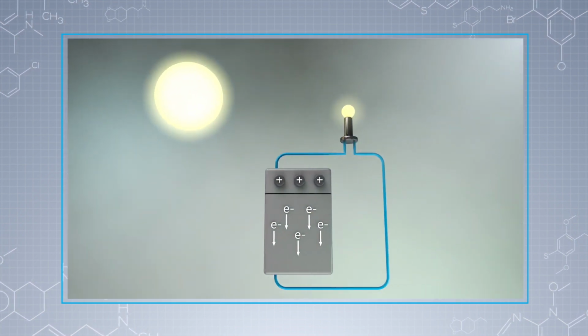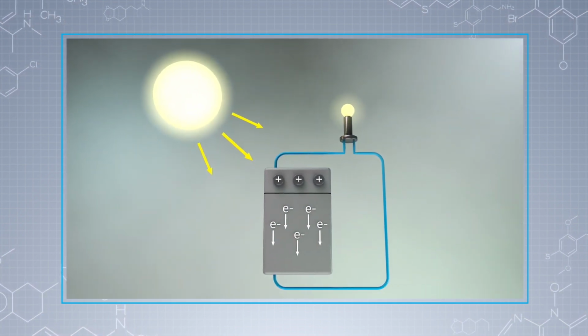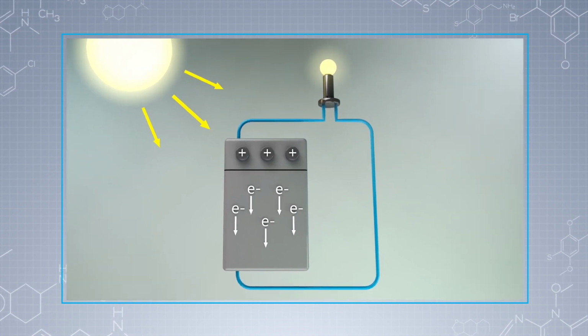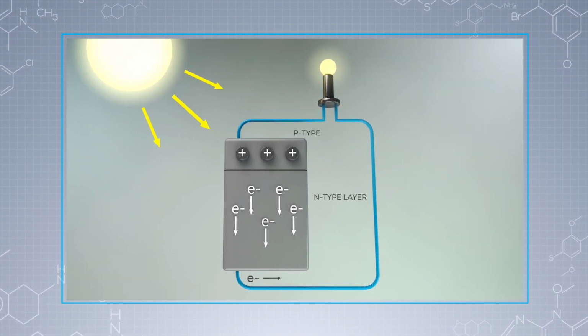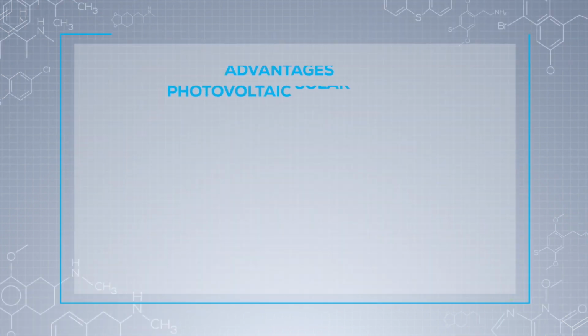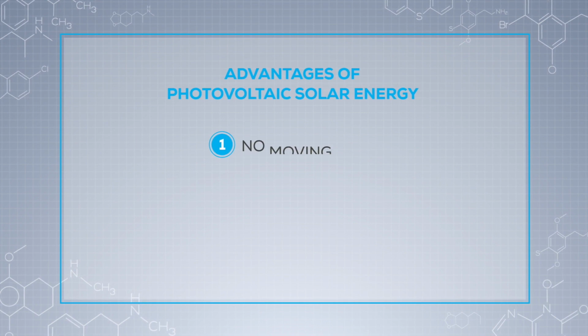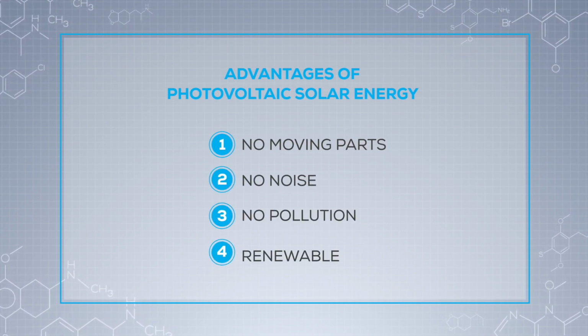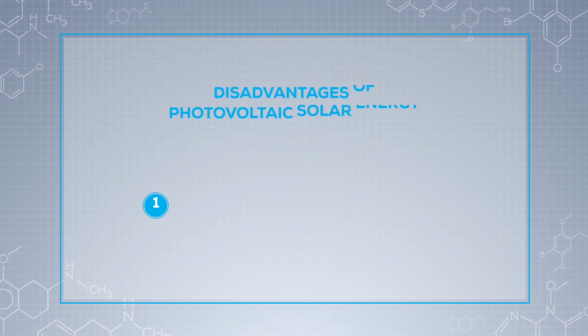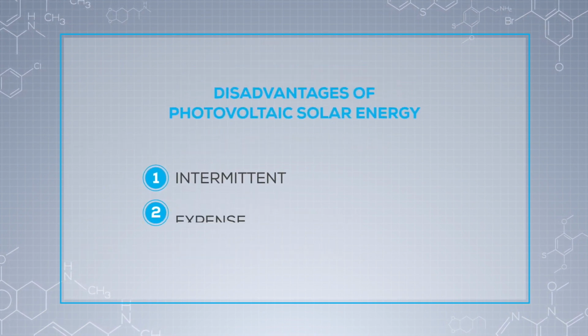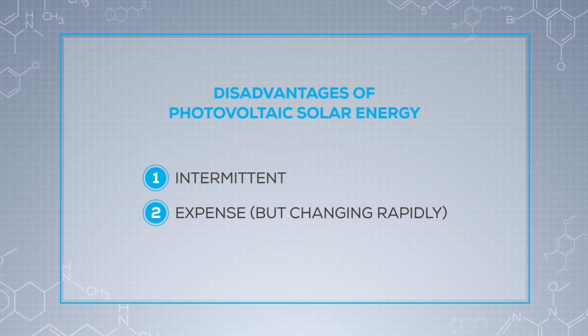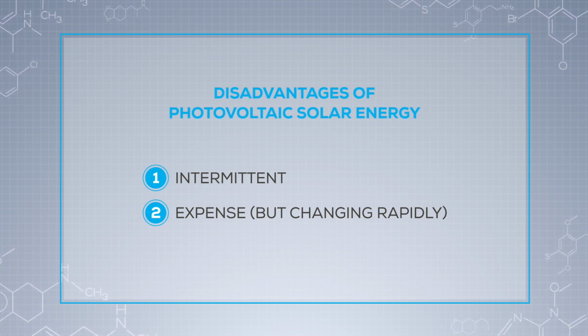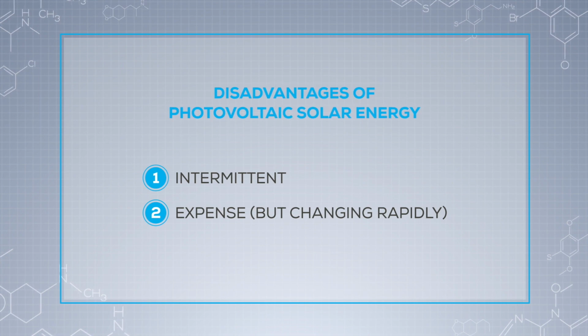Photovoltaic solar energy uses the sun's rays to move electrons from one type of semiconductor into another, generating electricity. It is the most familiar and perhaps the ultimate kind of solar energy because it converts the sun's light into electricity with no moving parts, no noise, and no pollution. And it's 100% renewable. The main disadvantages are intermittence and expense. However, the cost of generating electricity this way has come down dramatically and is now basically competitive with conventional sources.